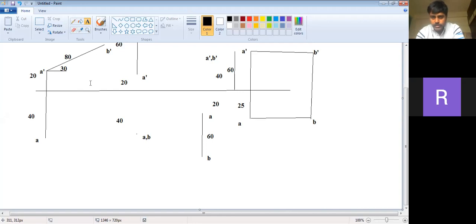Now I need to get the projections. So always see B dash. Now I have a B dash here. Now I need to get a B point. How to get a B point?